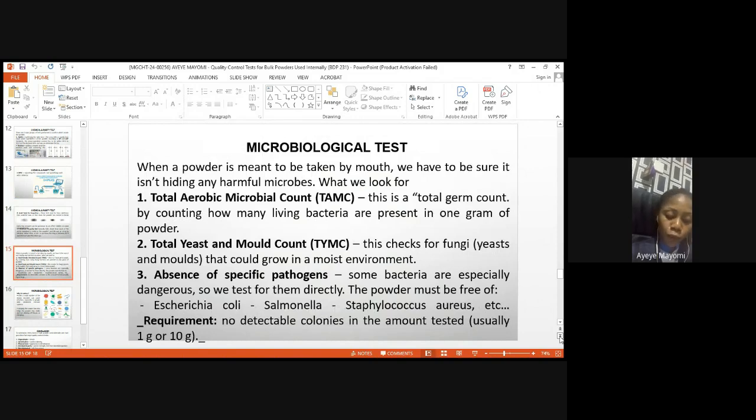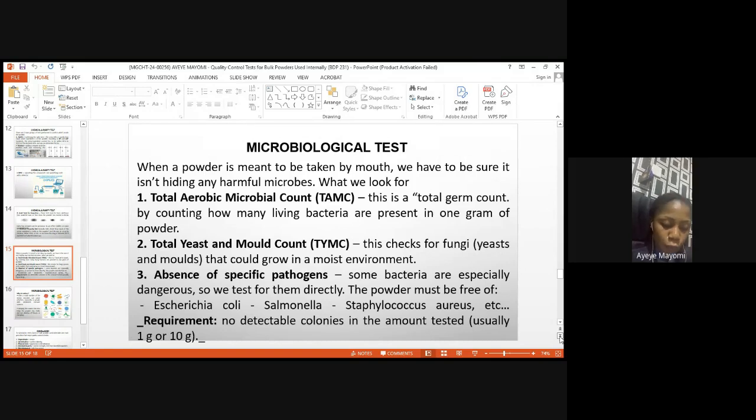Number two, we have total yeast and mold count. This checks for fungi, yeast, and molds that could grow in a moist environment. Then number three, we have absence of specific pathogens. Some bacteria are especially dangerous, so we test for them directly. The powder must be free from Escherichia coli, Salmonella, Staphylococcus aureus, etc.